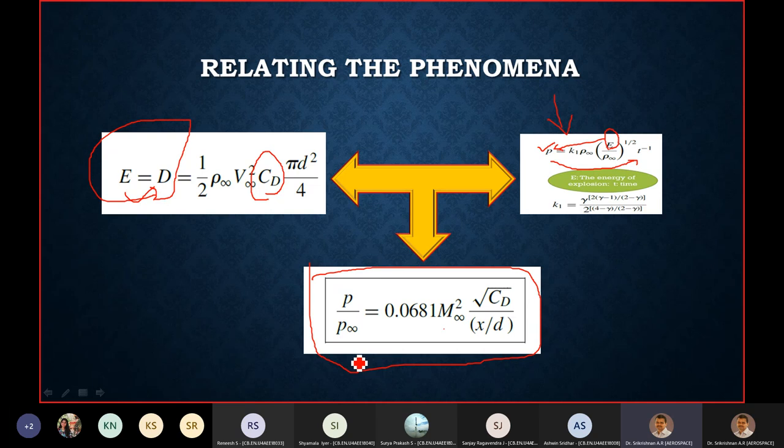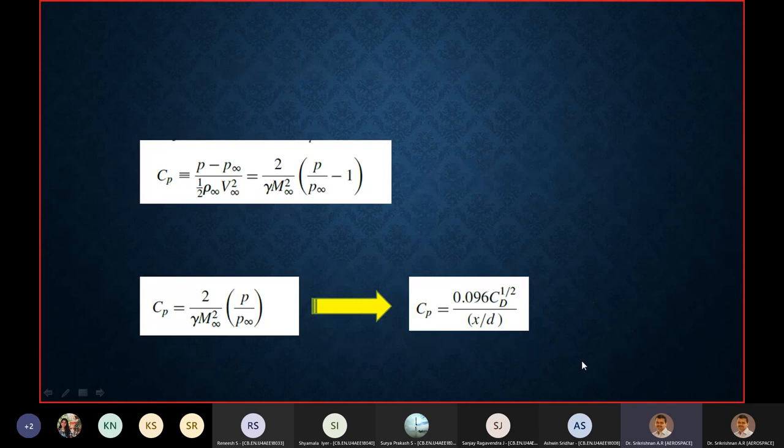X by D, what does it mean? The pressure P that I am getting is a function of X. So keep in mind, the body of interest is a slender body with a blunt nose, and what we are talking about is a pressure distribution along the distance. Which means that when X is varying, I can have a static pressure distribution as a function of X for a given value of CD. CD is a property of the body; depending on the shape of the body, we can have the value for CD. So P by P infinity is equal to 0.0681 M infinity squared, square root of CD by X by D, which can give us the static pressure distribution.